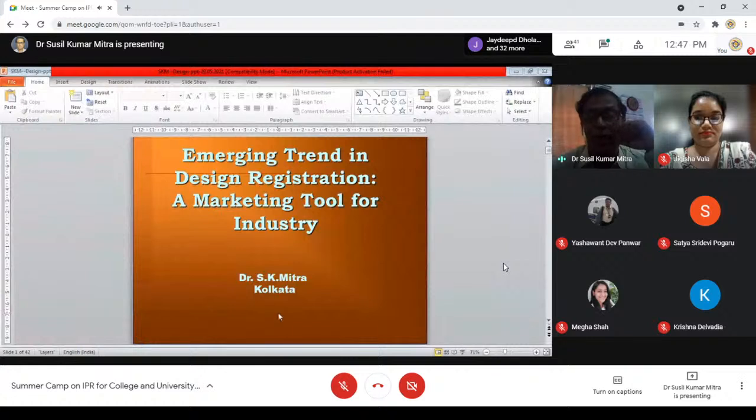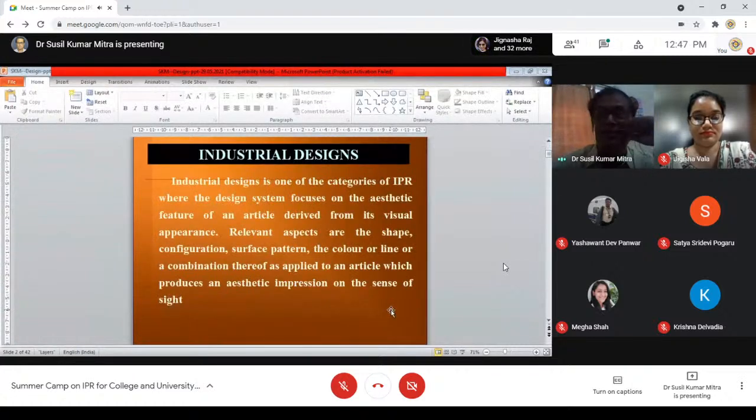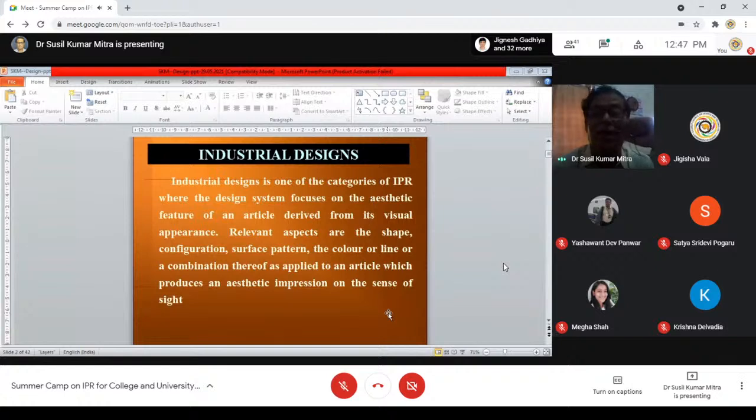Now I am coming to the next slide, that is, what is industrial design. Industrial design is already mentioned as a category of IPR, and the design system focuses only on the aesthetic features of the article. Whenever I go to the market to purchase a material, there is a technology, but behind the technology it is the views that attract the customer. Whenever I select a television or mobile or a bottle or a container or any article, the aesthetic beauty also plays a key role in selecting my product apart from the technology part. And the aesthetic beauty applied on the article can be protected under industrial design.